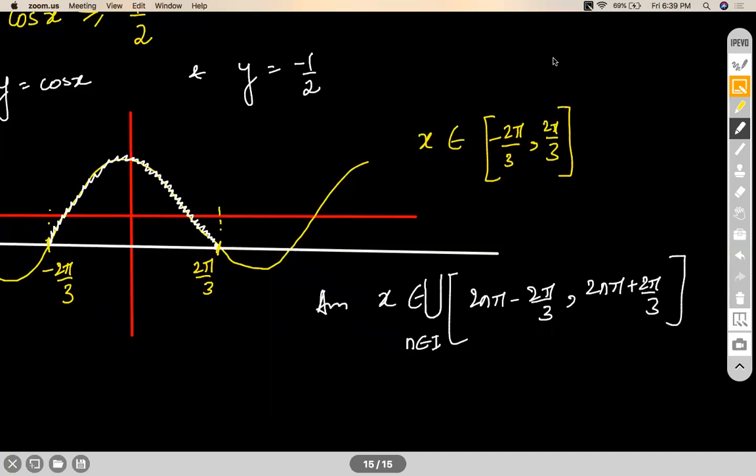Is that clear? Yes, all the trig functions will follow the same rule. Okay, we'll take multiple examples today. Clear? Any questions? Please do let me know.